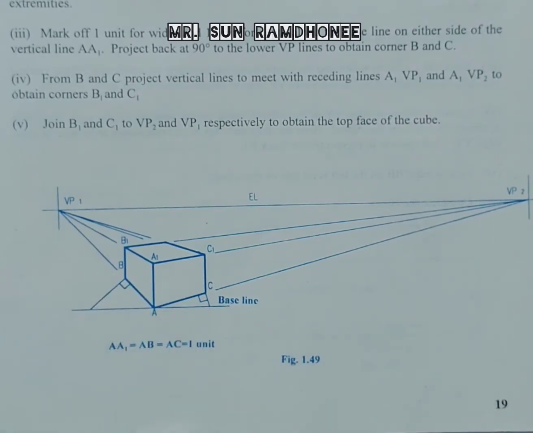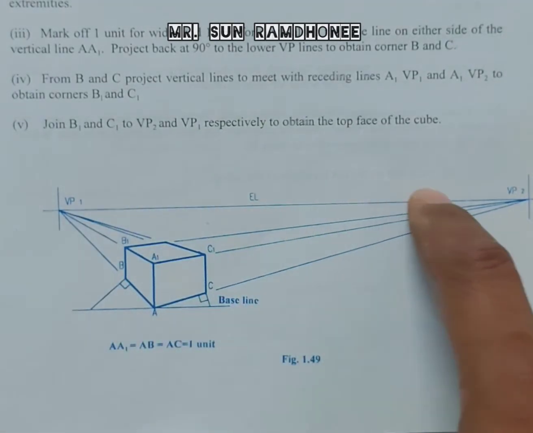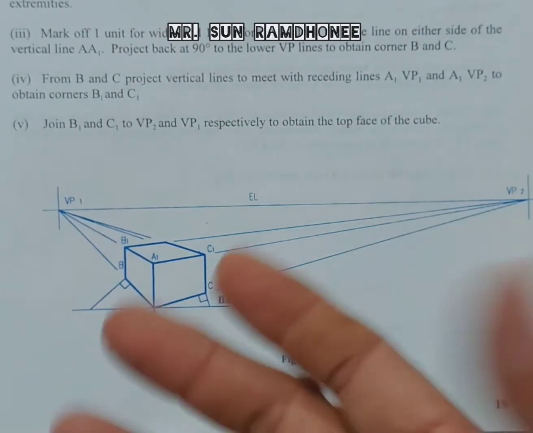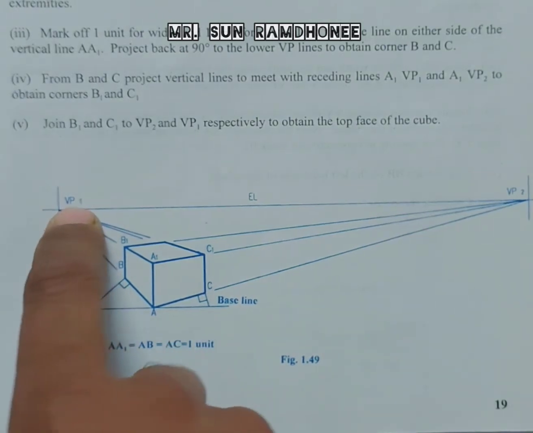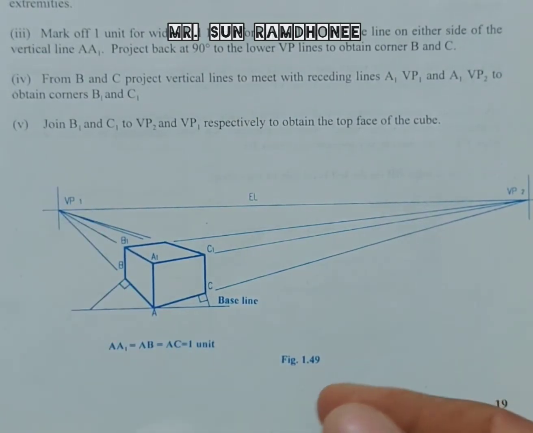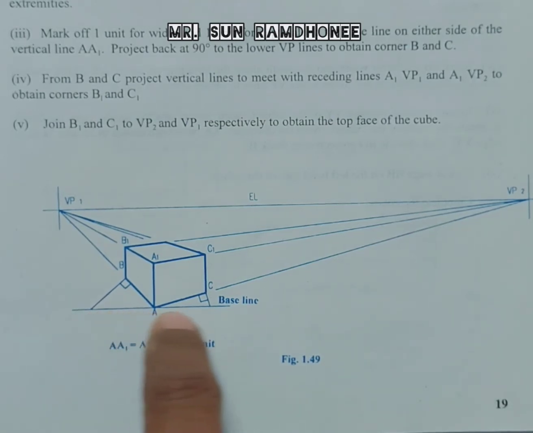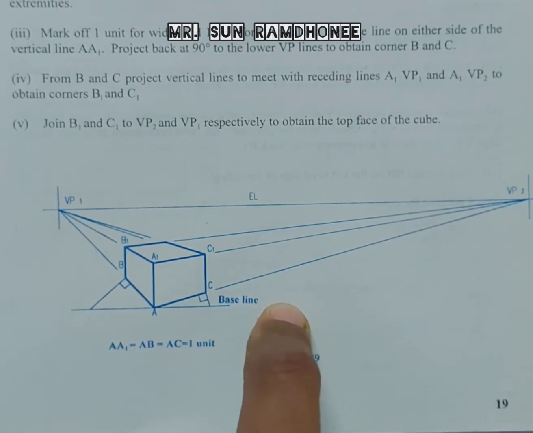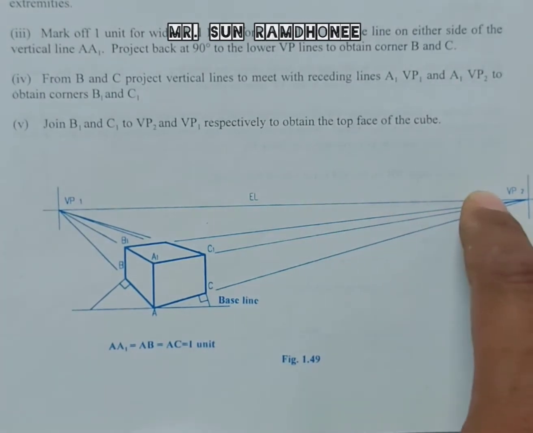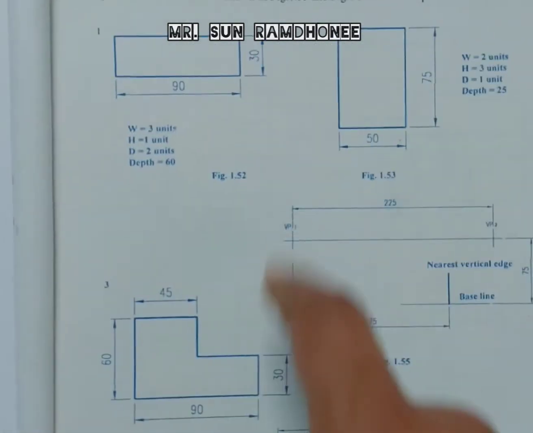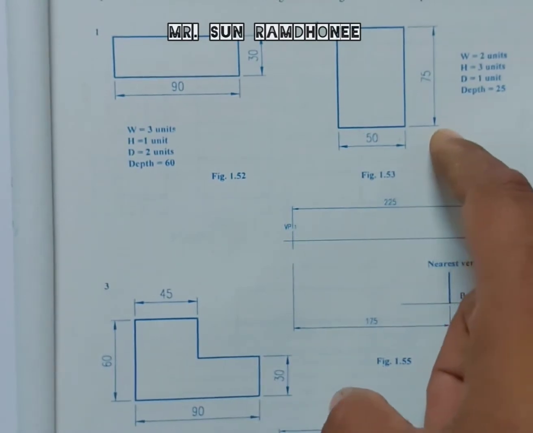The horizon line is an imaginary line that represents the eye level of the observer. The vanishing point, which is also known as the center of vision, is on the horizon line where all receding lines converge. The baseline or the ground line is a line which is parallel to the horizon or the eye level. We are going to attempt these two exercises.